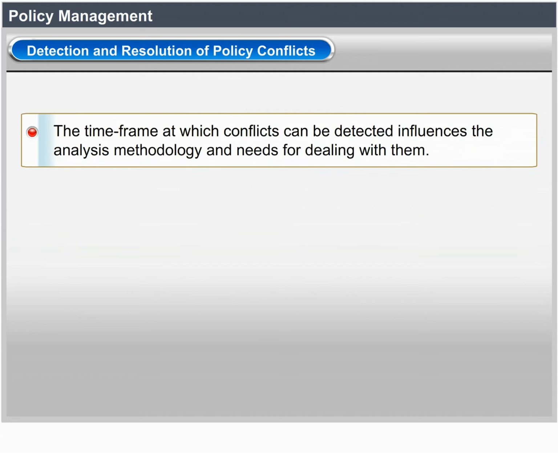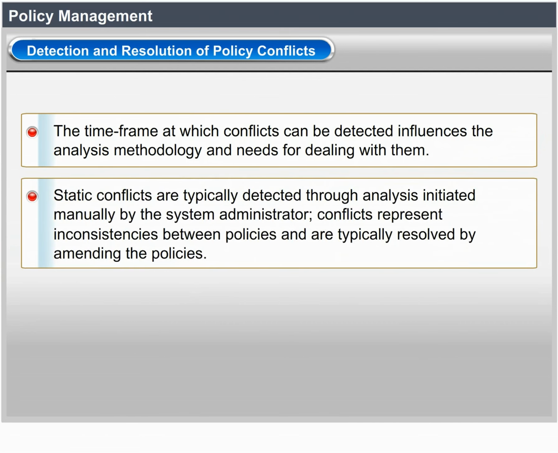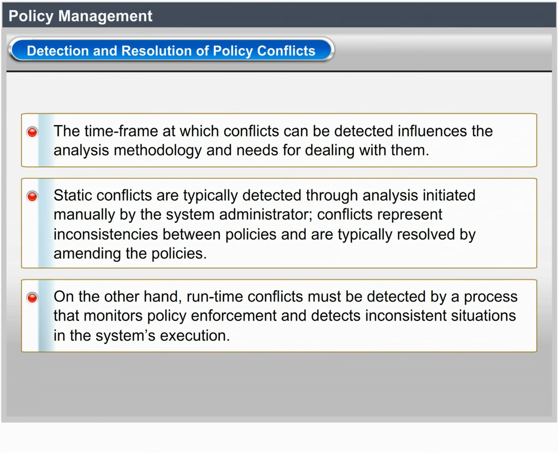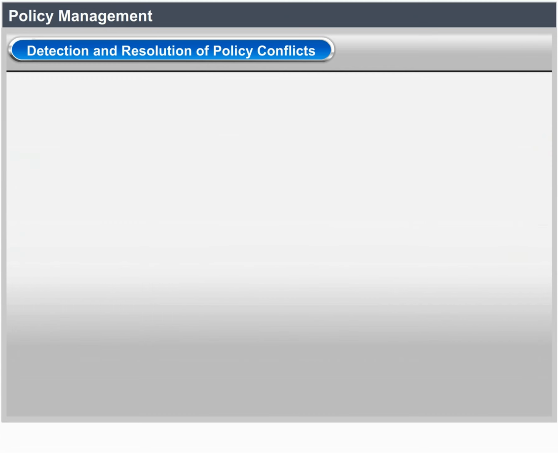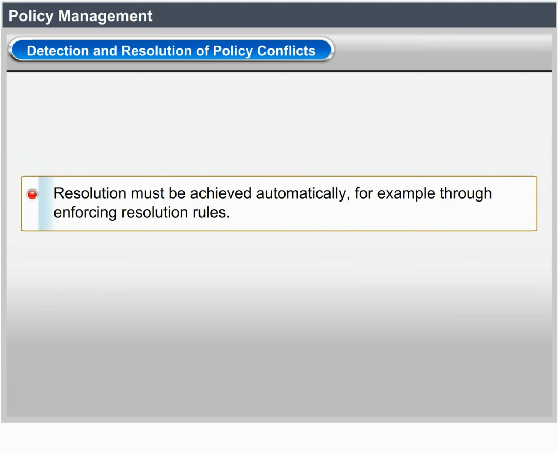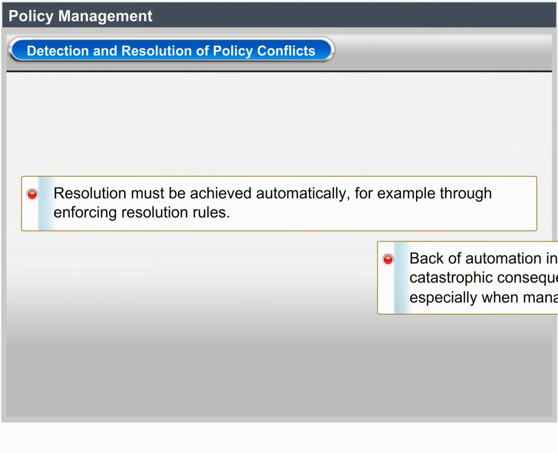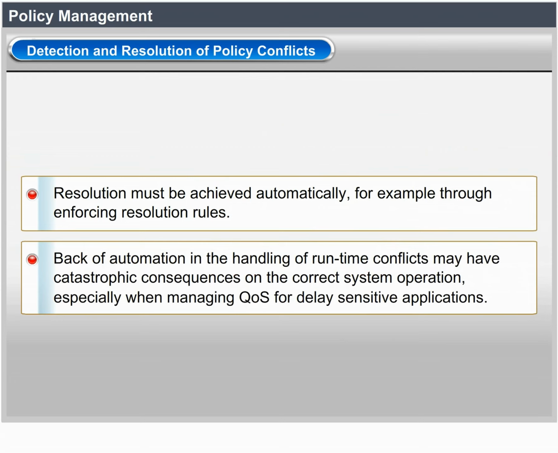Static conflicts are typically detected through analysis initiated manually by the system administrator. Conflicts represent inconsistencies between policies and are typically resolved by amending the policies. In contrast, runtime conflicts must be detected by a process that monitors policy enforcement and detects inconsistent situations in the system's execution. Resolution must be achieved automatically, for example through enforcing resolution rules. Lack of automation in the handling of runtime conflicts may have catastrophic consequences on the correct system operation, especially when managing QoS for delay-sensitive applications.